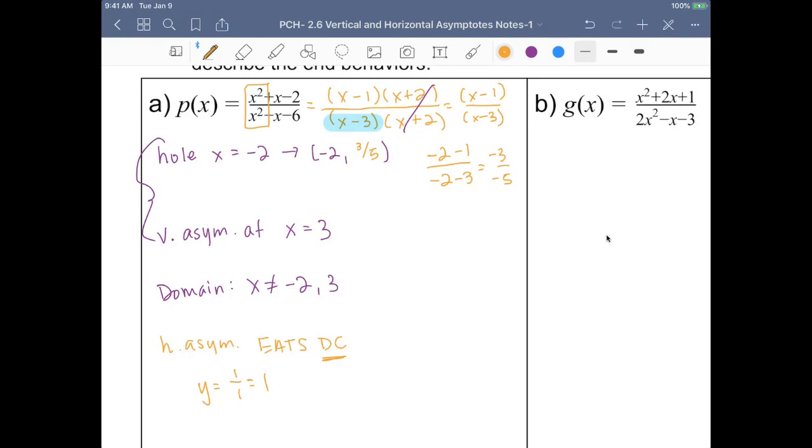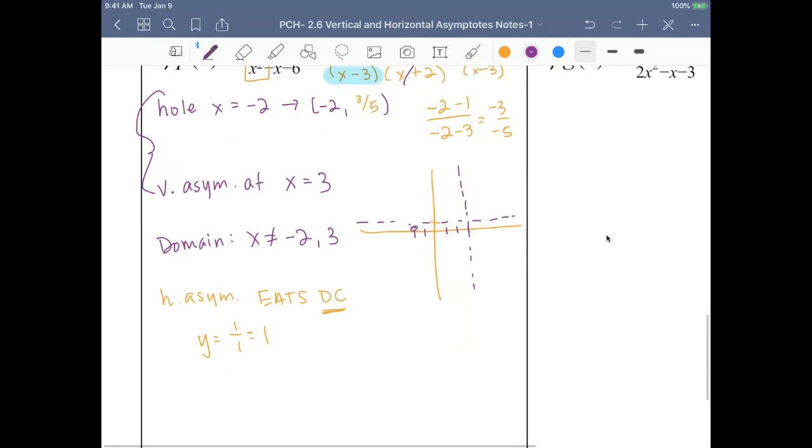So this is going to help us set up our graph. At y equals 1, I'm going to have a horizontal asymptote, which remember is just kind of a guideline. And then at x equals 3, I will have a true asymptote. And then at negative 2 comma 3/5, I will have a hole, somewhere like there. All right. So that's what this graph kind of looks like.